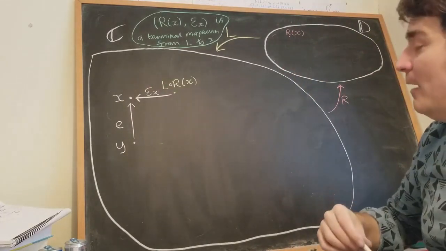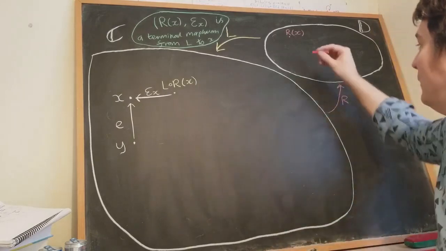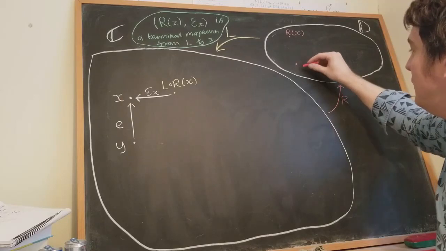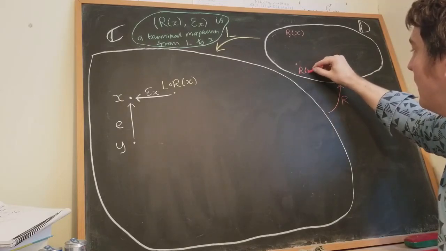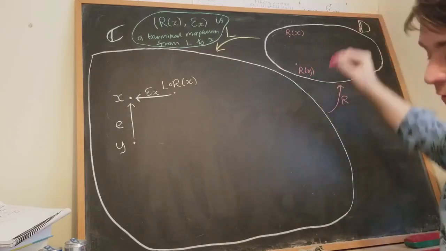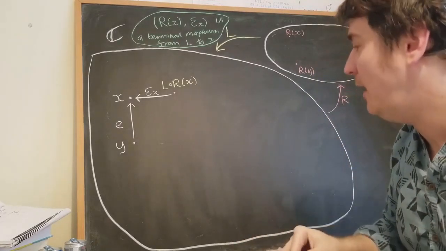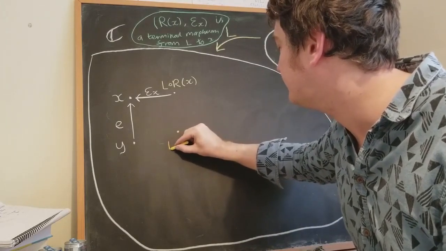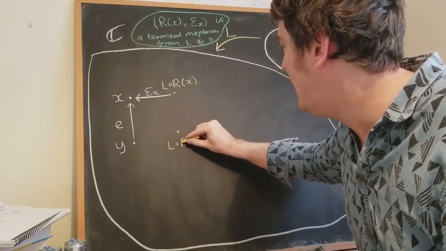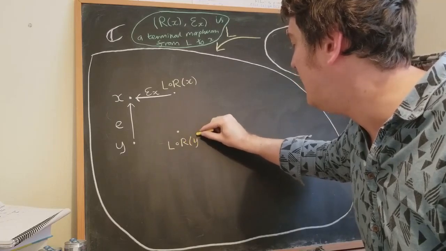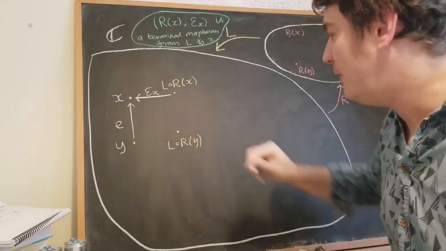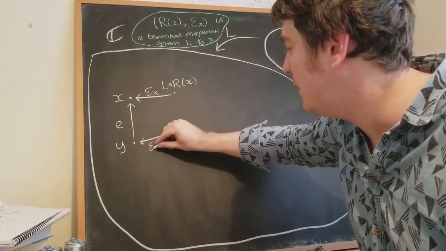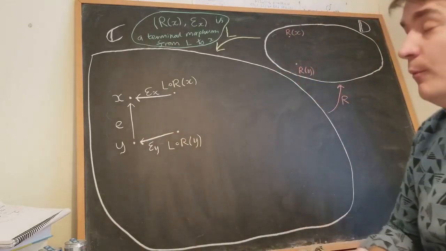We also have a similar story for Y, okay? So there's a terminal morphism to Y that constitutes an object R of Y in this category D. And it has a feature that L after R of Y has this arrow epsilon Y, which goes to Y, okay?